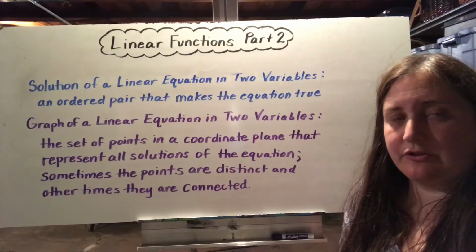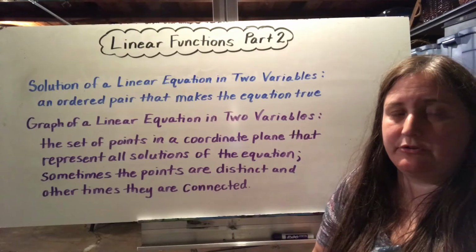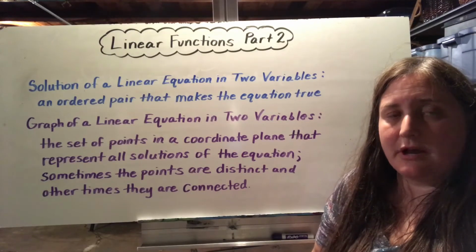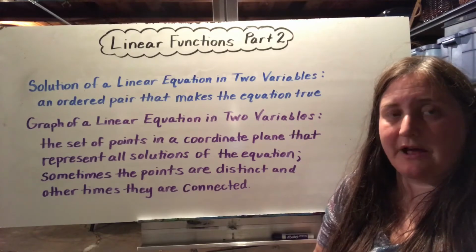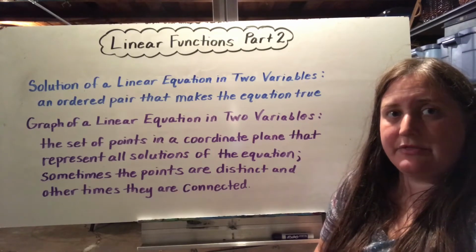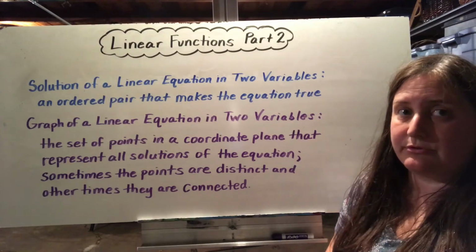This is Linear Functions Part 2, and we're talking about solutions of linear equations in two variables. These solutions come in the form of ordered pairs. An ordered pair has an x-coordinate followed by a y-coordinate. And these two coordinates, when placed into our linear equation, make a true statement.